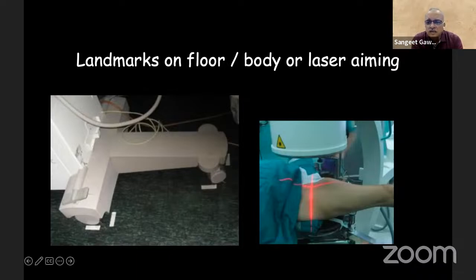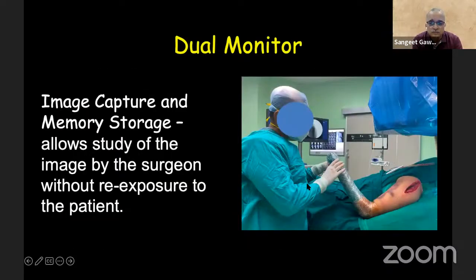And always a laser aiming device is very useful, so that you avoid excessive radiation, excessive shoot banging. So that will show you where exactly you want to take a shoot. So a landmark which can be aimed at while you're taking an AP shoot or a lateral shoot. So the laser aiming device, which is available in most C-arms, must be practiced to avoid multiple shoots.